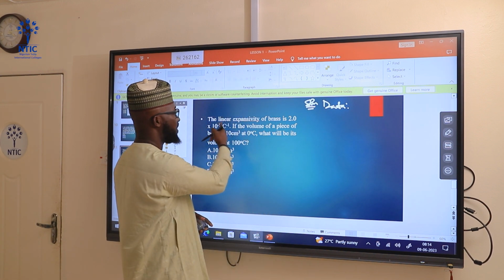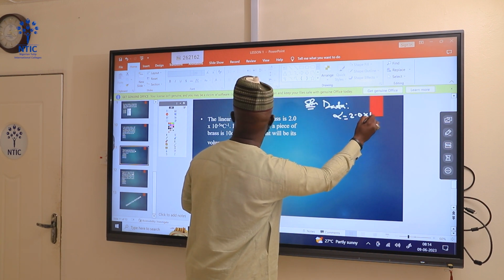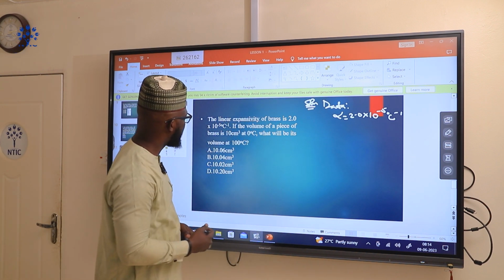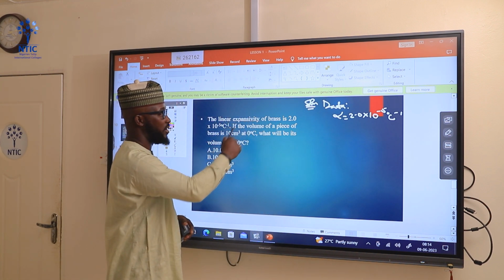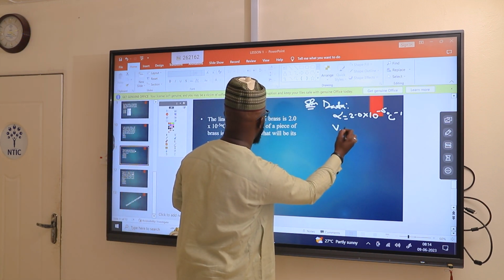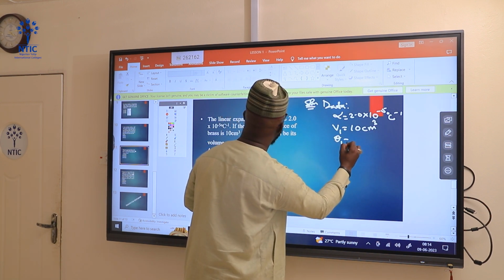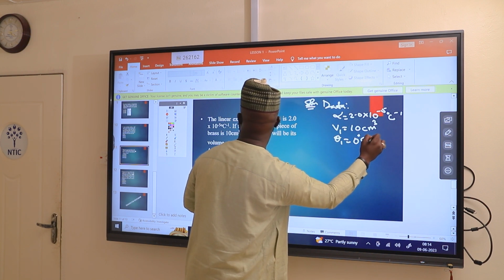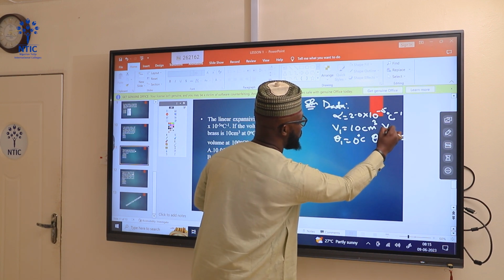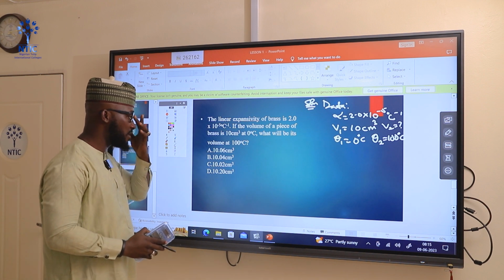We have the linear expansivity of brass given as 2.0 times 10 to the power of minus 5 per degree Celsius. What next? The volume of the piece of brass, V1, is given as 10 cm cube. Theta 1 is 0 degrees Celsius. Theta 2 is 100 degrees Celsius. But V2 is unknown, and we are asked to look for it. What will be its volume at 100 degrees Celsius?